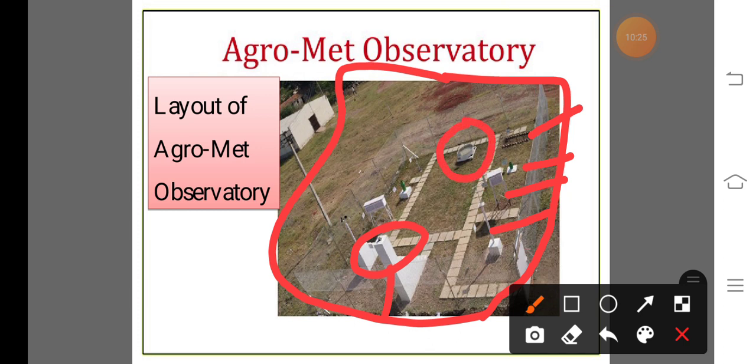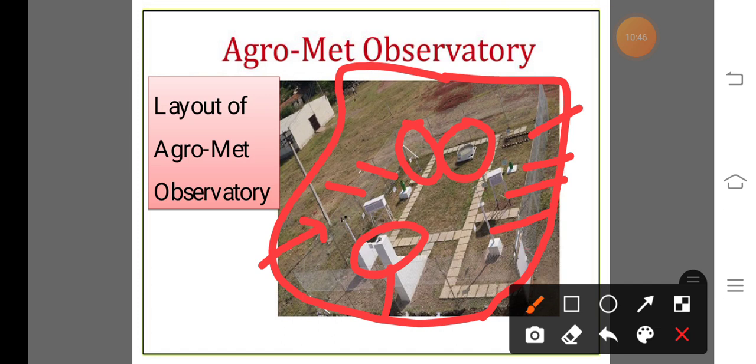This is the open pan evaporimeter. Next one, see here, this is the anemometer. This is the double Stevenson screen. This green part is the self-recording rain gauge, and here the dew gauge is installed. So this is the Agromet observatory.